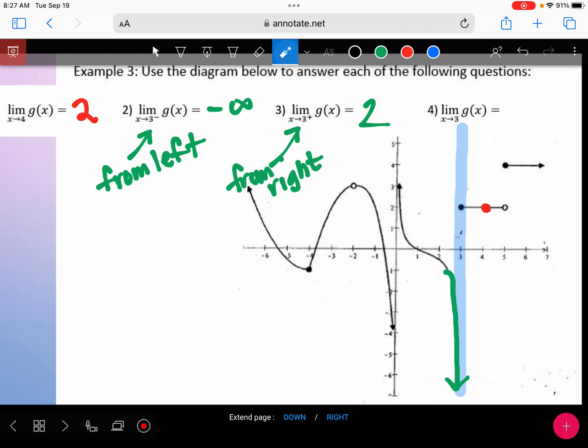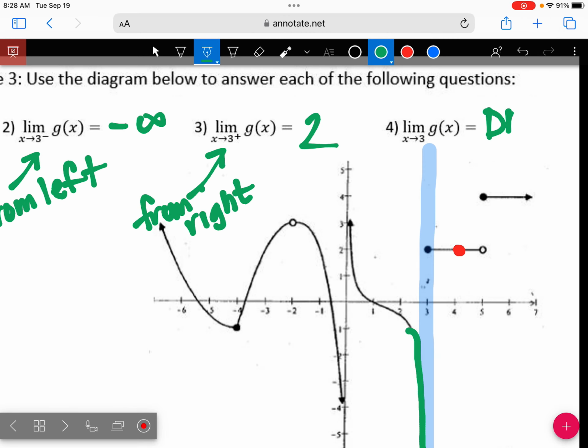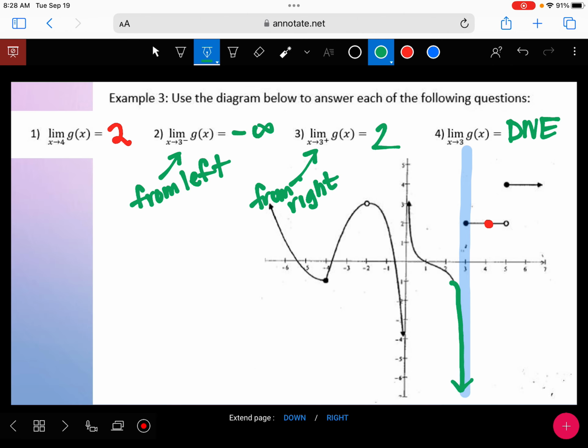In order for you to have a limit for 4, 2 and 3 have to match. Are these two numbers the same? Do we write the same thing for the left and the right? No. So that means for question 4, it does not exist. The left and the right have to match.